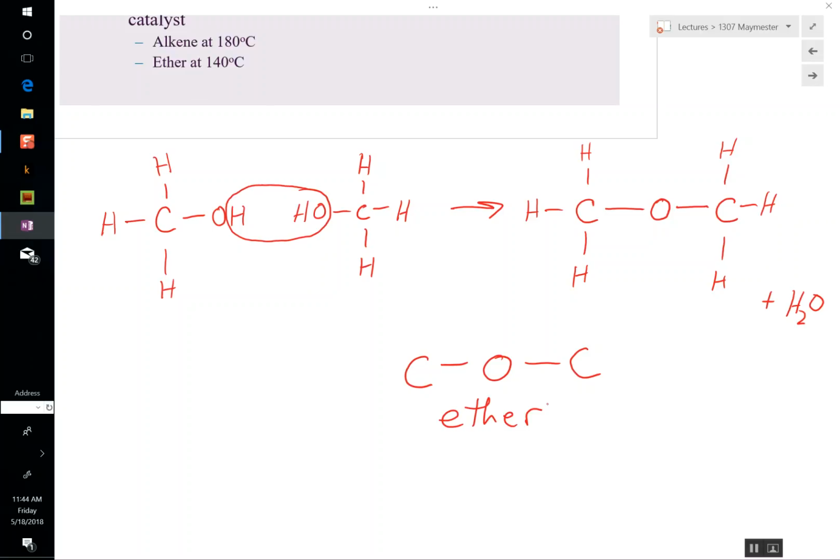Dentists used to, I think they still do, use some kinds of ethers. Actually, a lot of different kinds of ethers are anesthetics. We'll see a couple examples here in a minute. Different ethers that are anesthetics. This is an ether.